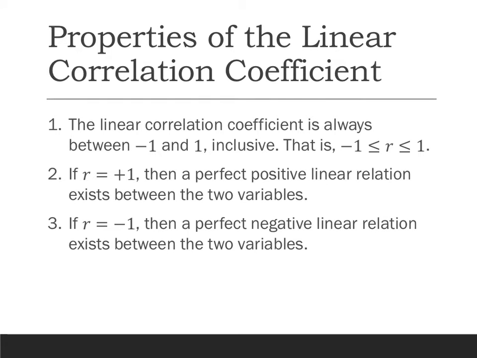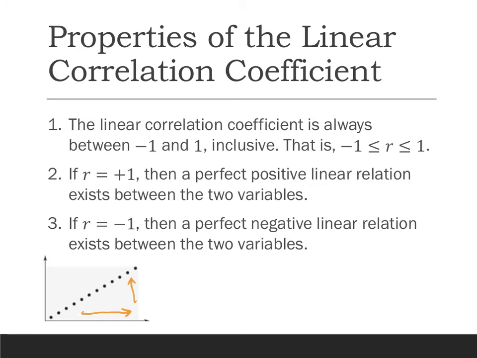When it is +1, then there's a perfect positive linear relation that exists between the two variables. It would look like this. It would have a straight line of dots, so all of the data would be able to make a straight line. And as you can see, this positive slope or positive relationship means that as x increases, so does the y value.